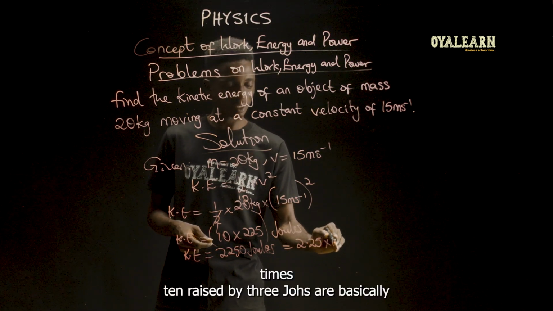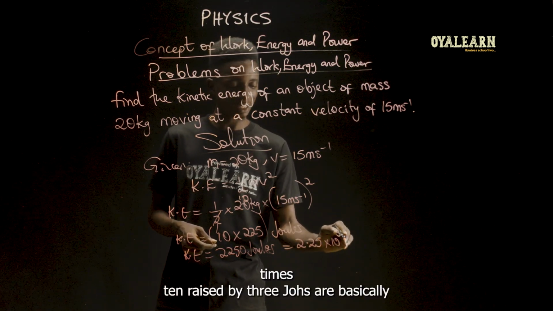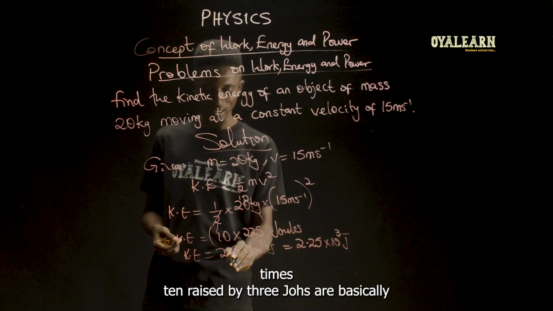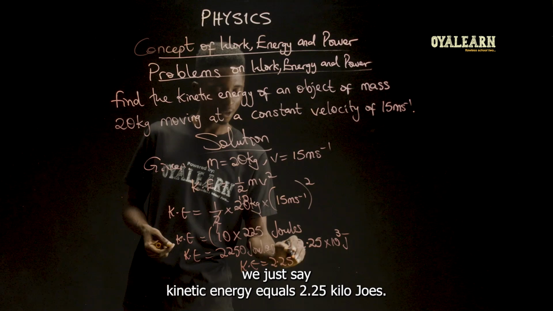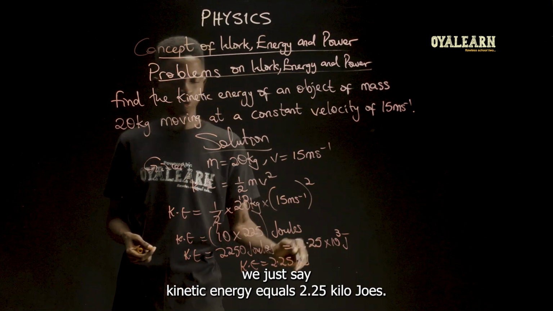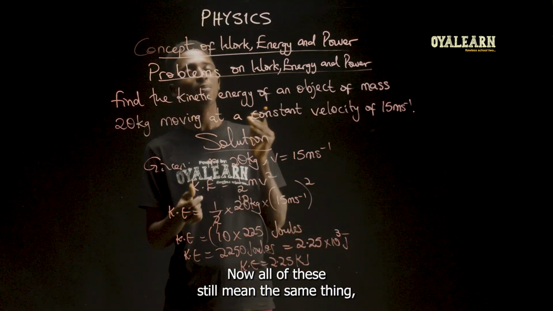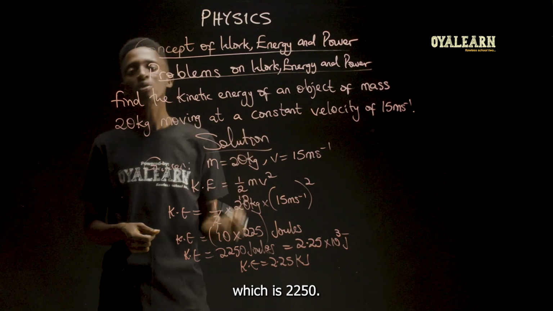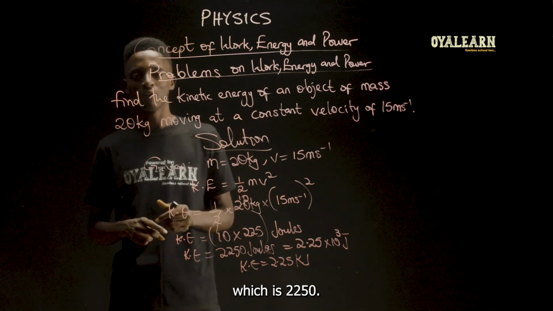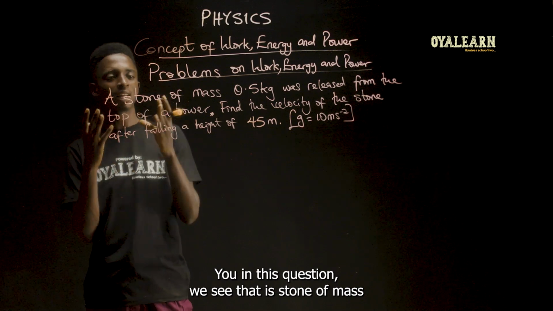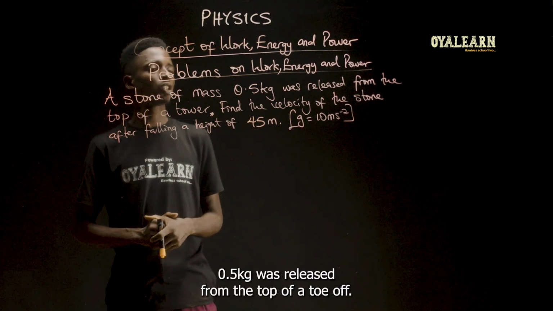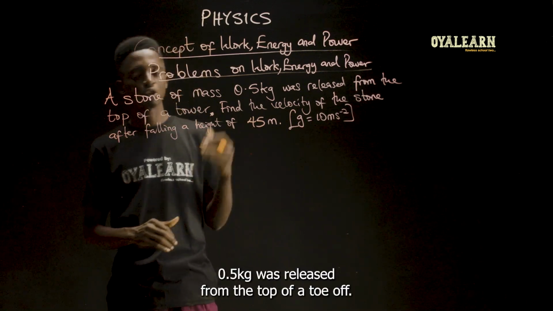Now if you like, you can write this in multipliers by saying this is something like 2.25 times 10 raised to power 3 joules, or basically we just say kinetic energy equals 2.25 kilojoules. Now all of these still mean the same thing, which is 2250 joules.